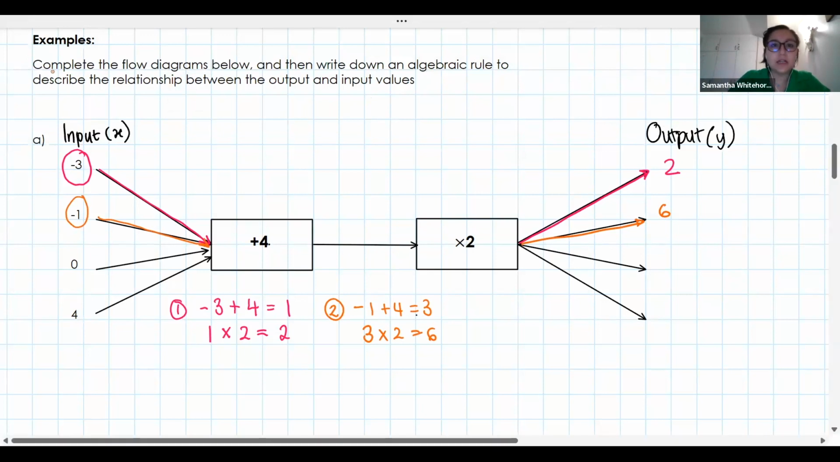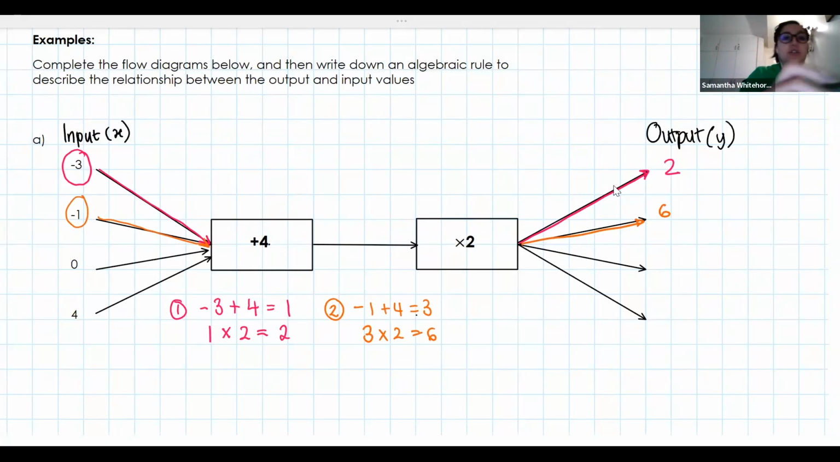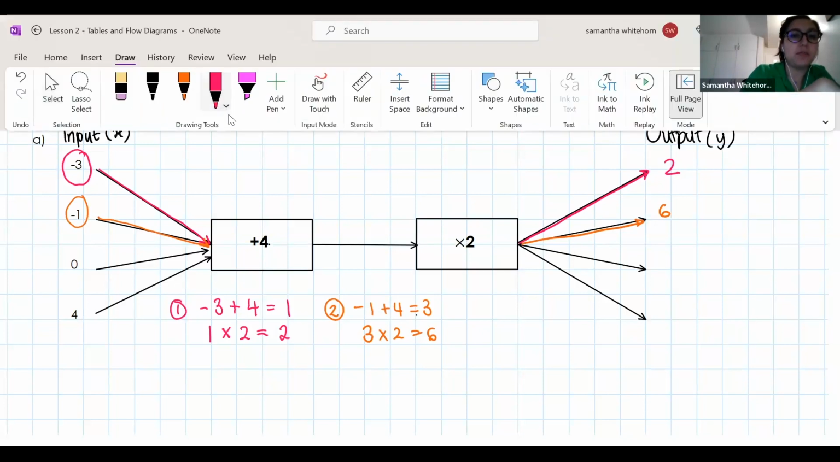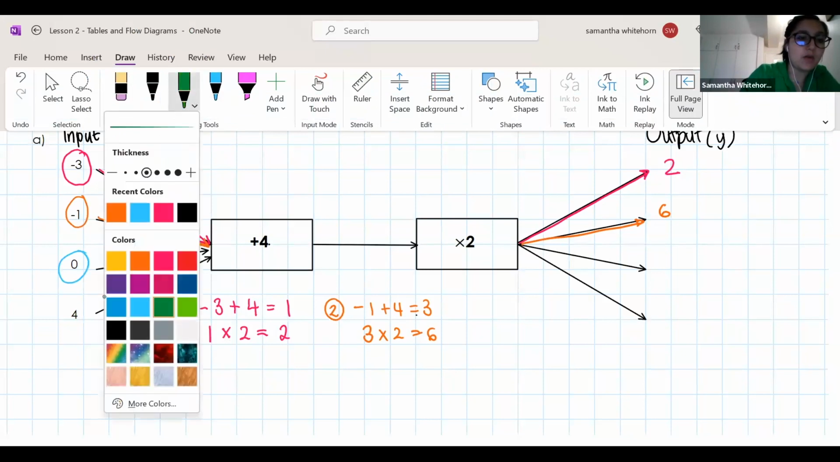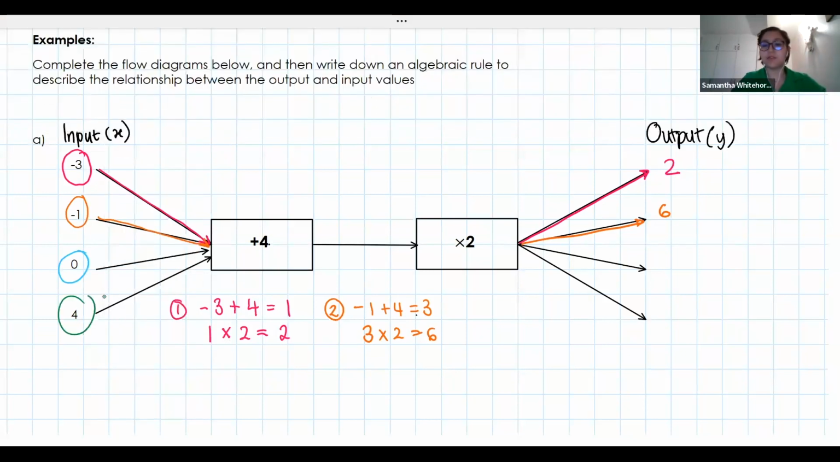So I want you guys to find for me the output values of the input values of 0 and 4. So those last 2 inputs that I have there, I want you to take them. I want you to apply the rule that we've been given. So exactly the rule given in the flow diagram. And I want to know what your 2 output values are there. You can pop them in the chat.